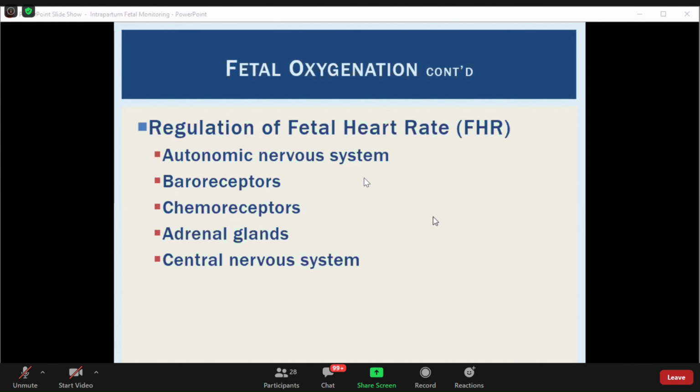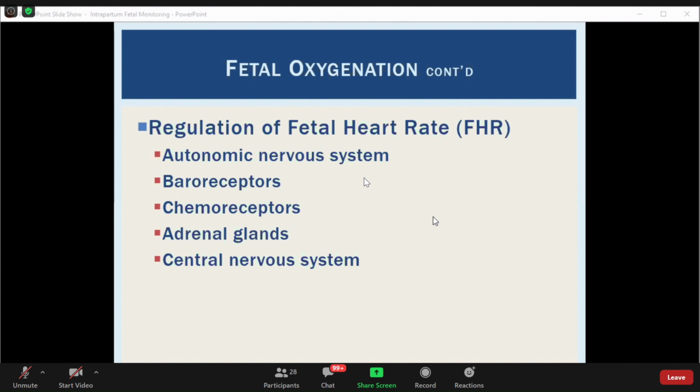Last week when we spoke about tests, specifically NSTs and kick counts, I mentioned the role that the central nervous system plays in the regulation of the fetal heart rate. Again, we need balance with all of these mechanisms to regulate the fetal heart rate, to keep cardiac output at a sufficient level for the fetal brain to remain oxygenated.